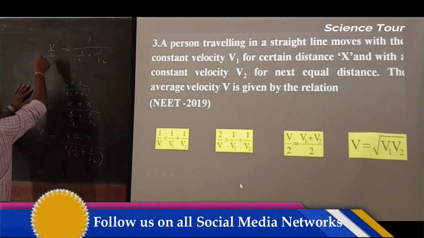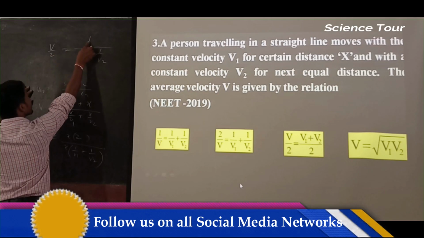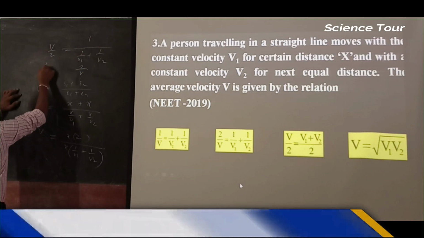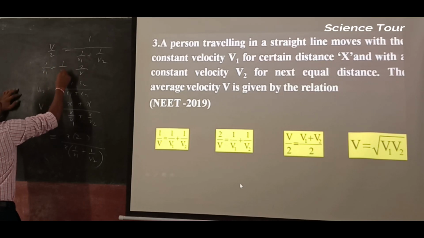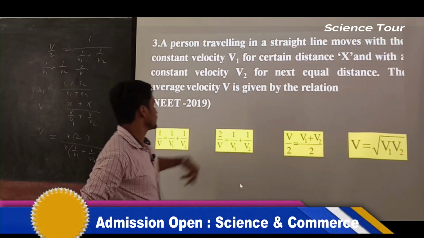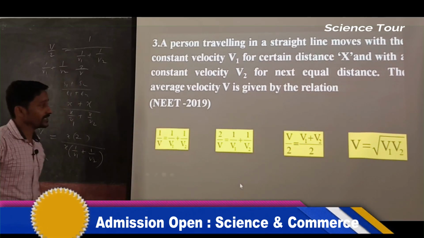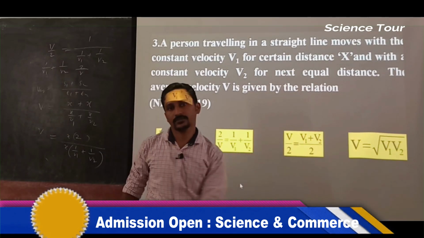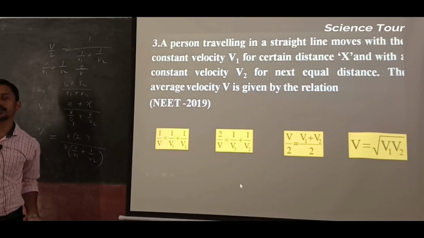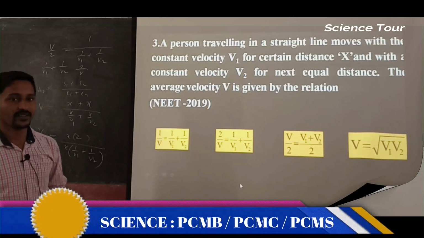If you do 2 by v, what happens, 2 you bring here and v you bring here, 2 by v, this you take here, so 1 by v1 plus 1 by v2, reciprocal of this. So 1 by v1 plus 1 by v2 equals 2 by v, and the option is B, among A, B, C, D, the option is B, right. So this is what the solution is.